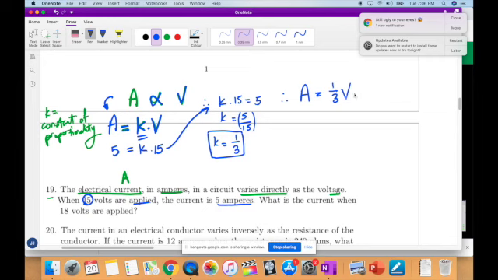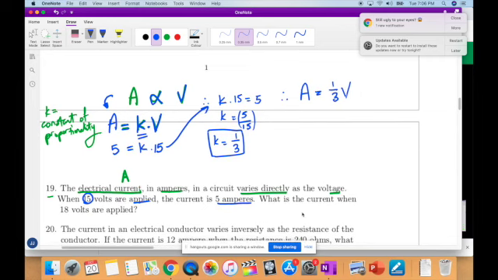So now that I have this, we could say, well, what is the current when 18 volts is applied? Well, A is equal to a third times 18, right? Which is the same as saying 18 divided by 3. Yeah. So A is equal to 6 amps. Anybody get 6 amps? Nobody gets 6 amps? Huh? Scotia?